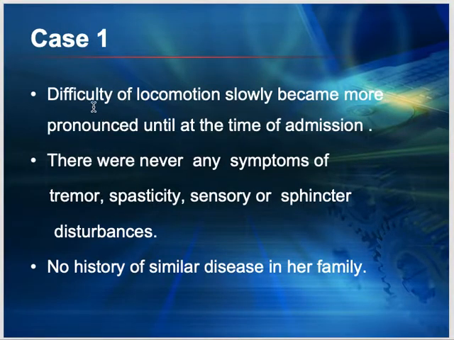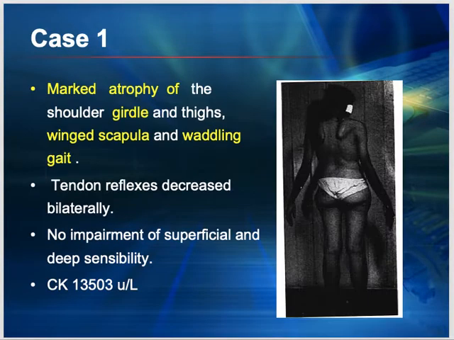This is the same case going on. Difficulty of locomotion slowly became more pronounced until the time of admission. There were never any symptoms of tremor, spasticity, sensory, or sphincter disturbances. So, what are all the symptoms showing? When there are no symptoms of tremor, spasticity, sensory, or sphincter disturbances, it means the CNS is normal, the PNS is normal. No history of similar disease in her family, so it is some sort of acquired one, right?